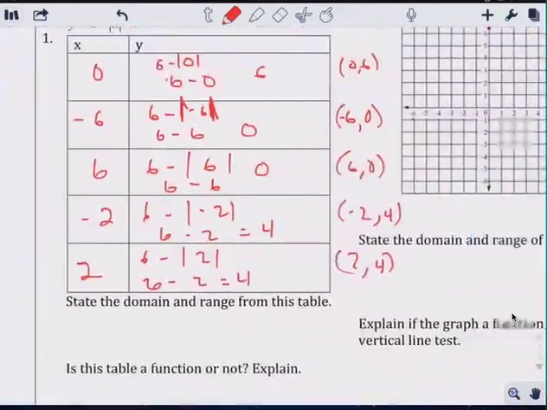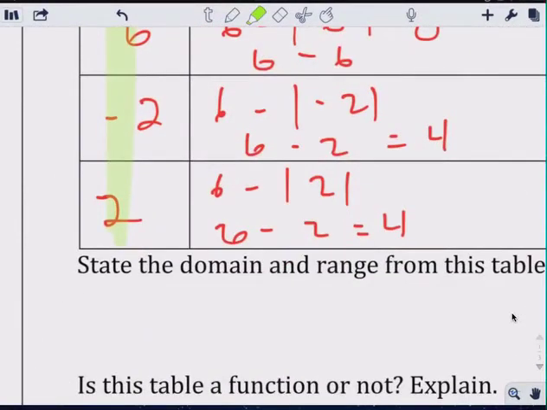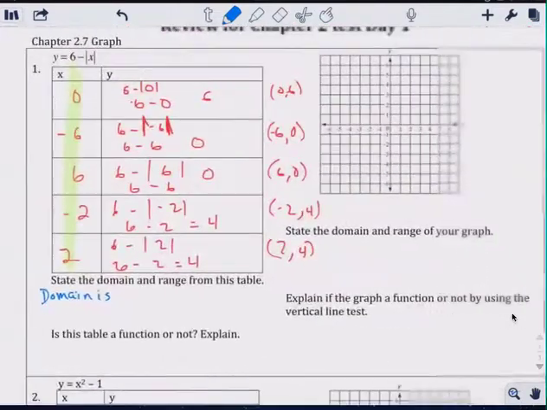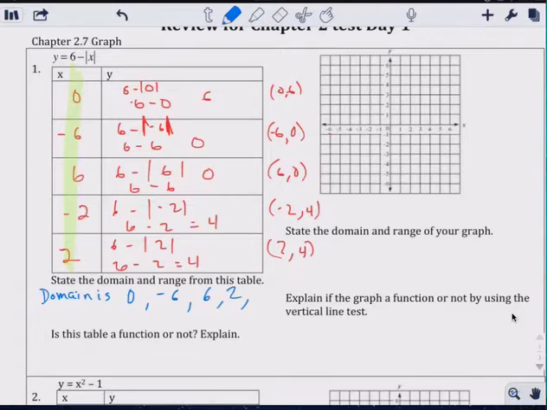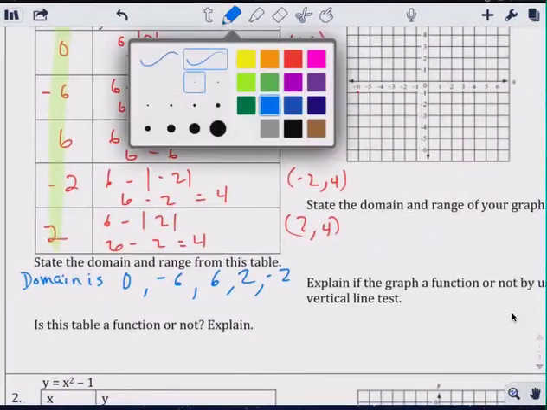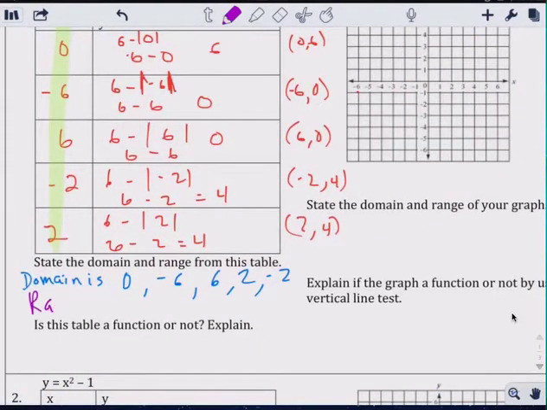Domain, remember, it's all the x here. So domain is 0, negative 6, 6, 2, and negative 2. Range are all your y answers. Okay, you only write it once though. Range, your answer only once, is 6, 0, 4. You only write it one time.